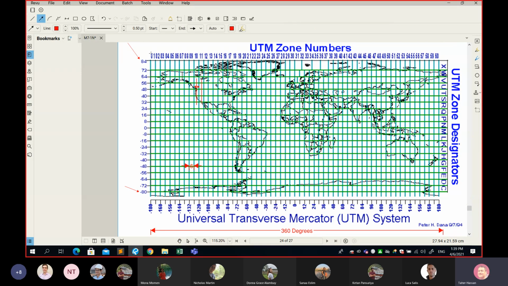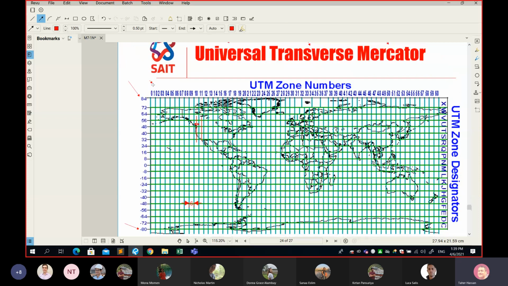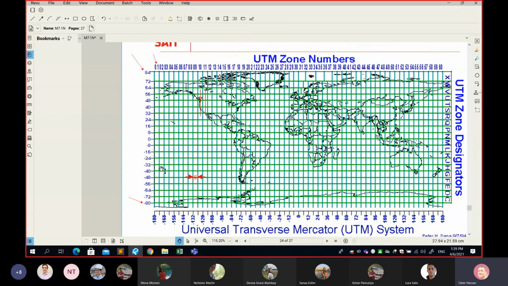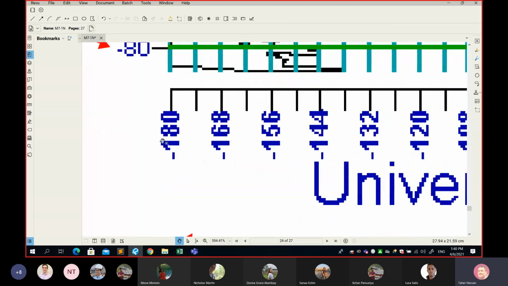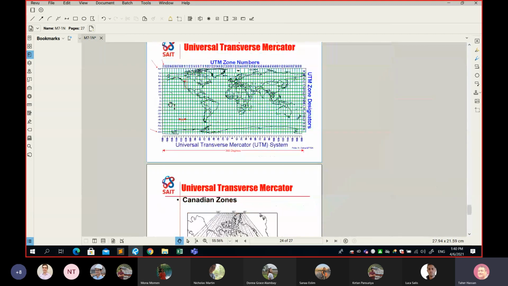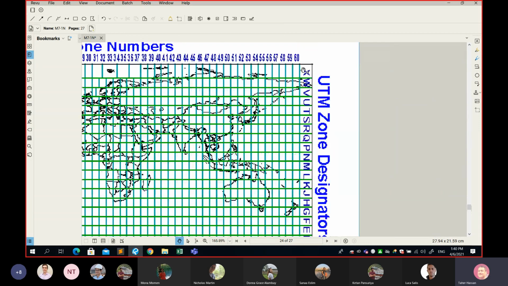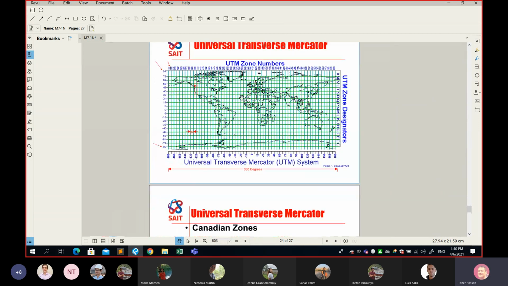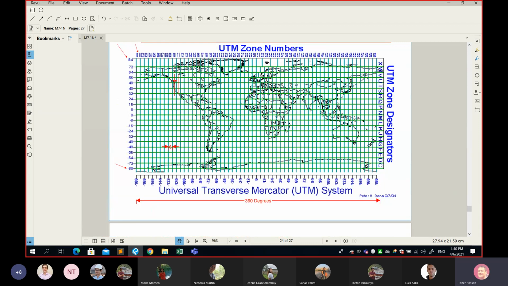You can see the first zone starts here on the west. The border of the first UTM zone starts from 180 west, and again you keep adding 6 degrees until you come to the other side of the globe. So that's zone number 60. So you're splitting the entire world into 60 UTM zones, where every zone is 6 degrees wide, centered around the central meridian, so 3 degrees east and 3 degrees west of the central meridian.